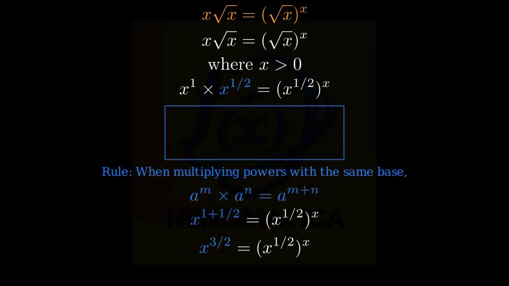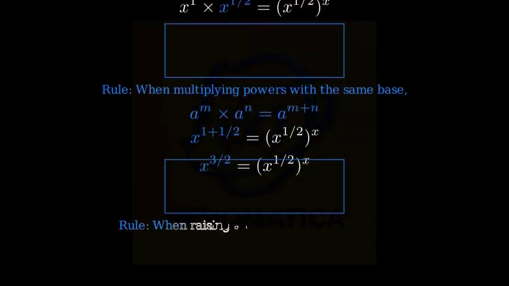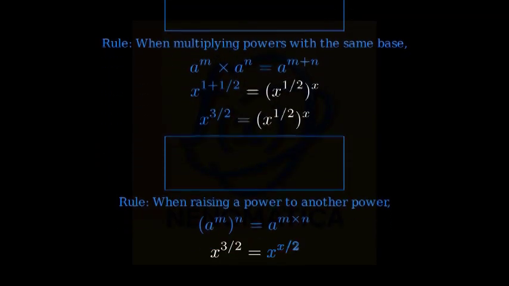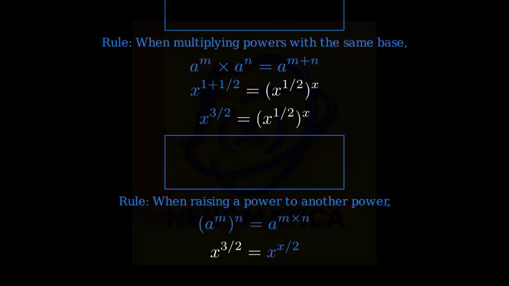Next, let's simplify the right side of our equation. When raising a power to another power, we multiply the exponents. So the square root of x, which is x to the power of 1/2, raised to the power of x, equals x to the power of 1/2 times x, which is x to the power of x over 2.